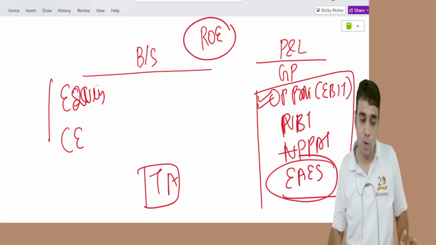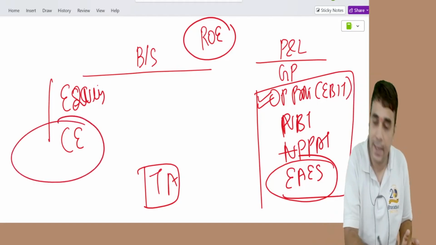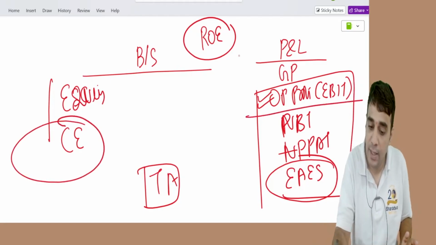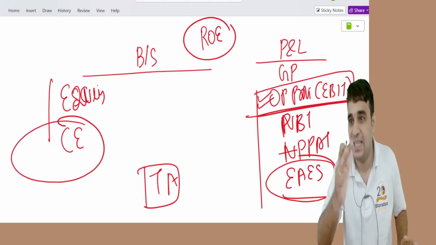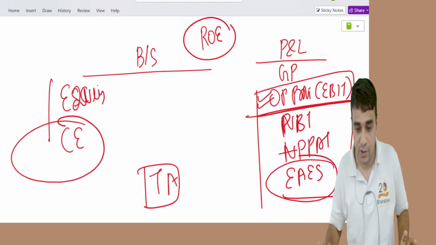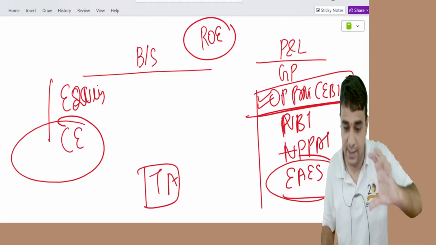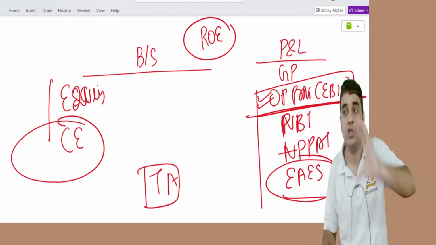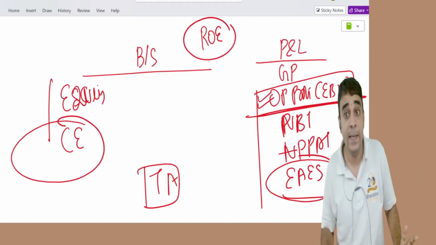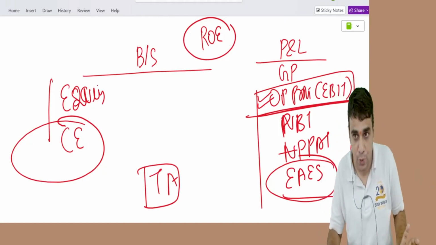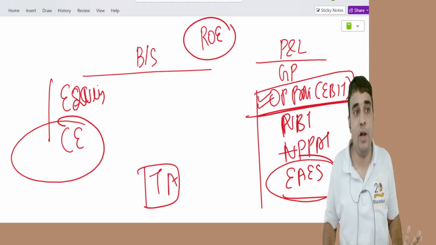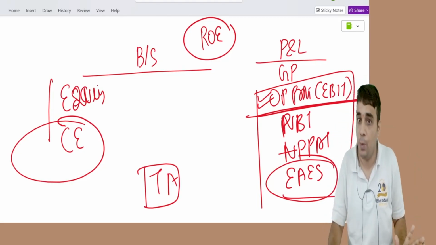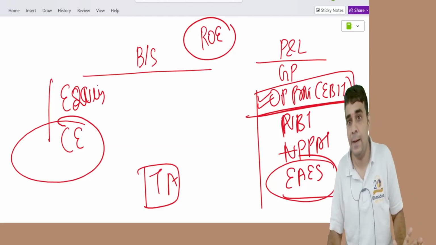Yes. So for capital employed, my numerator is EBIT. Why EBIT? Because in EBIT, interest is not subtracted. EAES means money belonging to the equity shareholder. EBIT means money belonging to debt, equity, and preference shareholders.